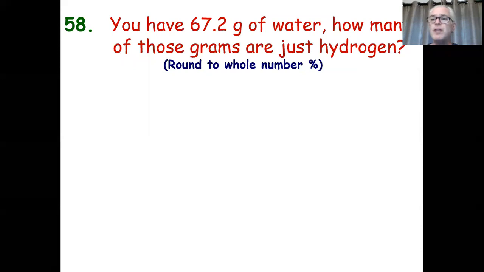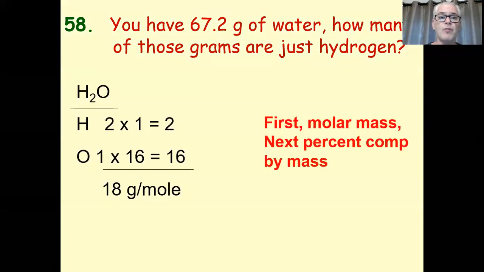Okay, so to do this, we need the molar mass of water, which of course is 18 grams per mole, right? 2 times 1 and 1 times 16, 18 grams per mole. Now on the right side, now we're going to do the percent composition by mass. This is in the notes.